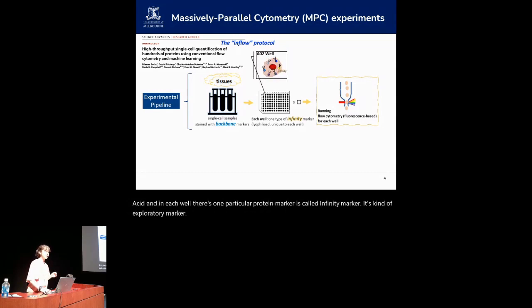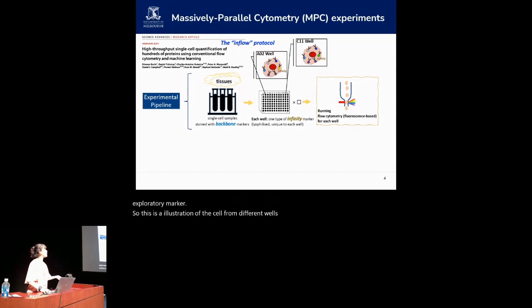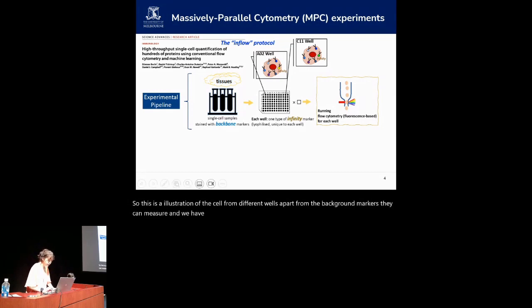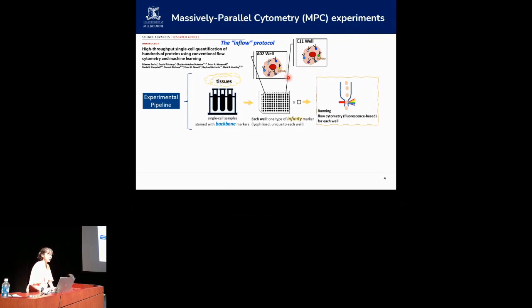So this is an illustration of the cells from different wells. Apart from the backbone markers that they can measure, we have different kinds of infinity markers that can be measured depending on which well the cell came from. And then we acquire flow cytometry for each well.